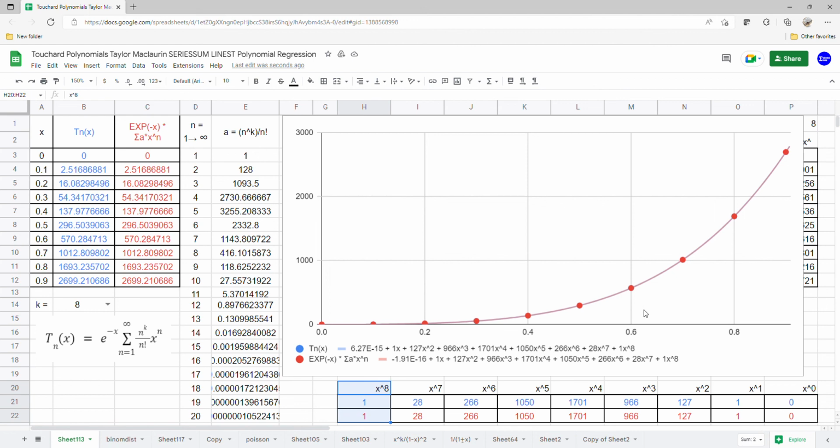This completes the use of Maclaurin series sum minus polynomial regression to show the polynomials and trend line of Touchard polynomials.